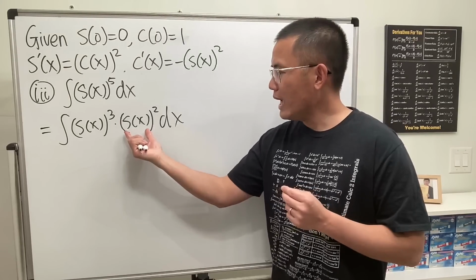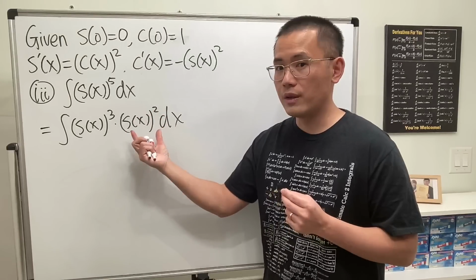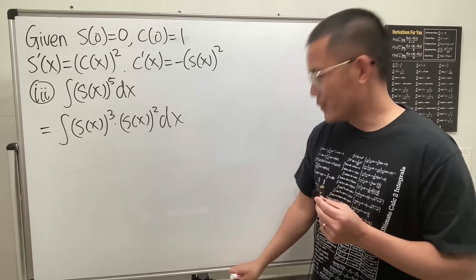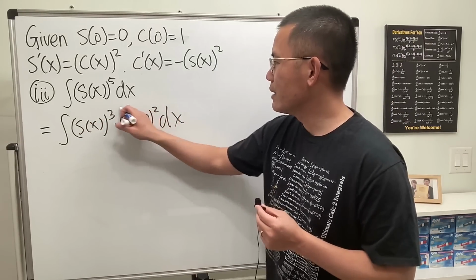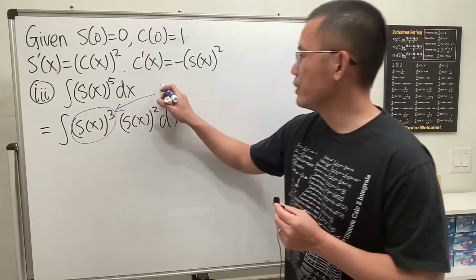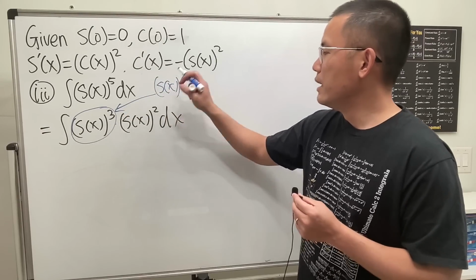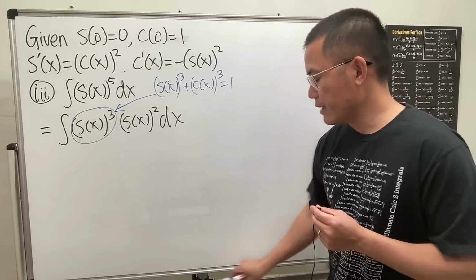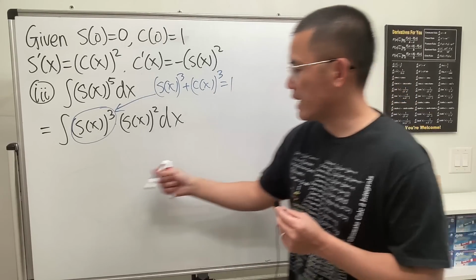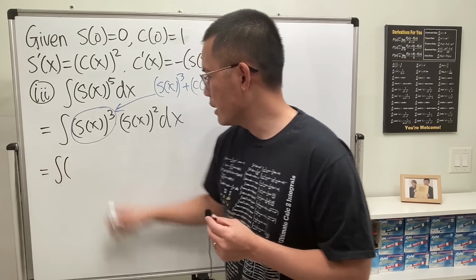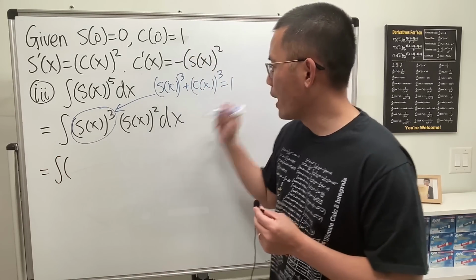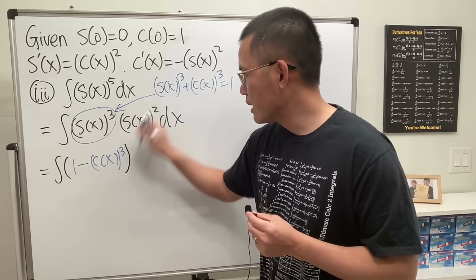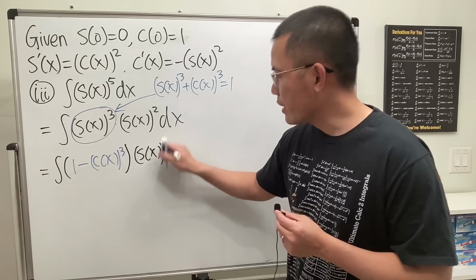So remember, if we have the s of x to a 2nd power on the outside waiting for us, then inside here we should have the c function, right? Well, what can we do? Again, when we have the 3rd power, remember from part 1, s of x to the third power plus c of x to the third power is equal to 1. So I'm just going to put this to the other side. So this right here is equal to the integral of 1 minus c of x to the third power, and then here we have the s of x squared dx.